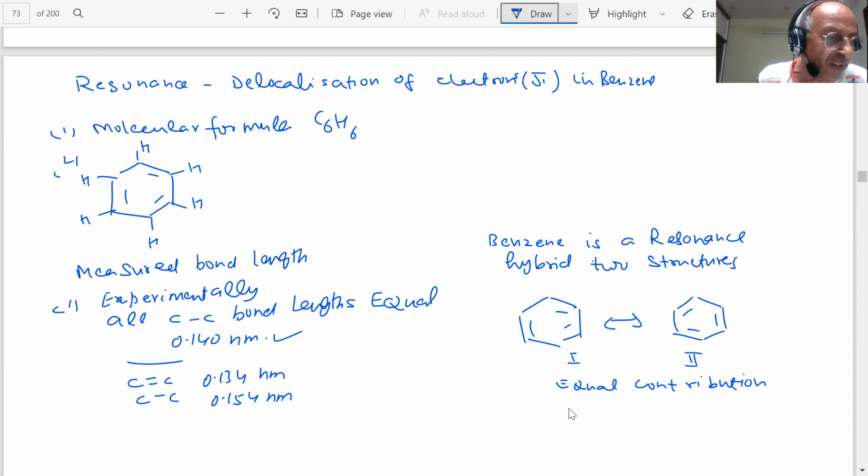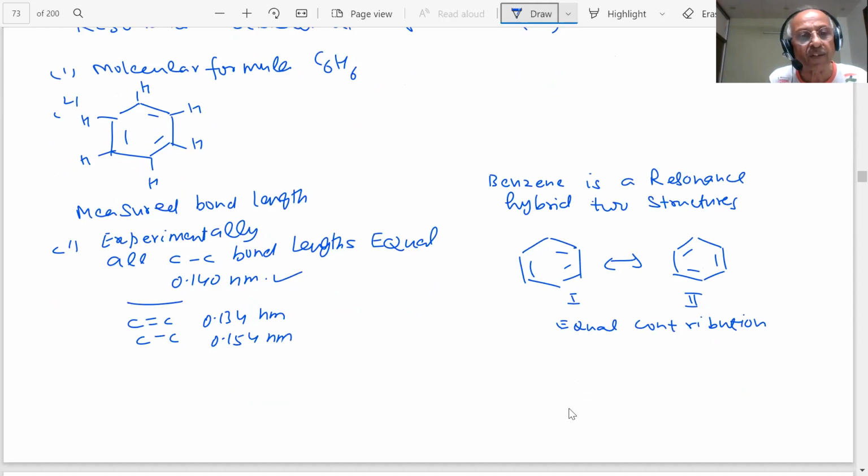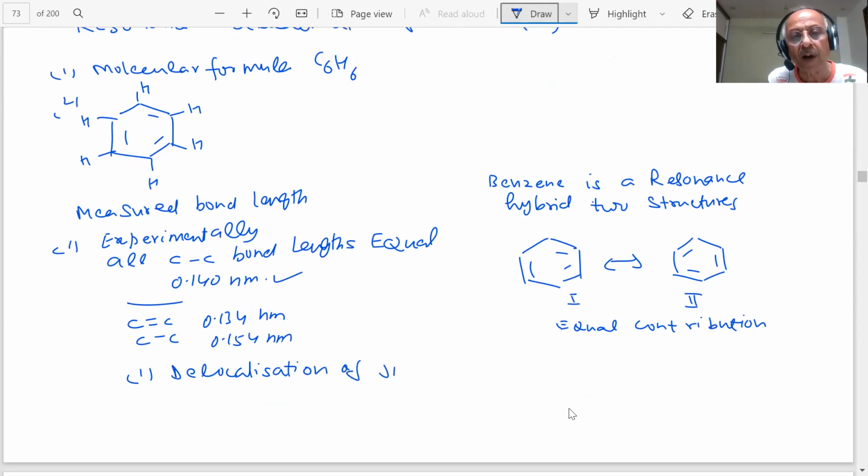But now we have an important idea: delocalization of pi electrons. What do you mean by delocalization of pi electrons? How many pi electrons are there in this? How many double bonds are seen here? One, two, three. So two into three, there are six pi electrons, student.